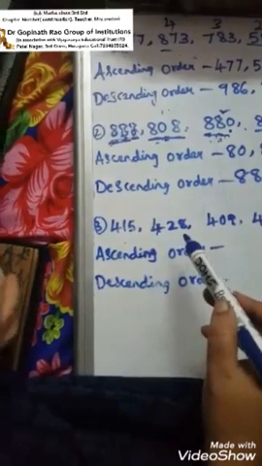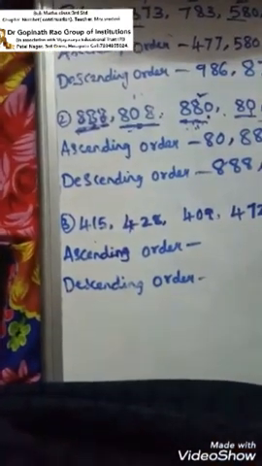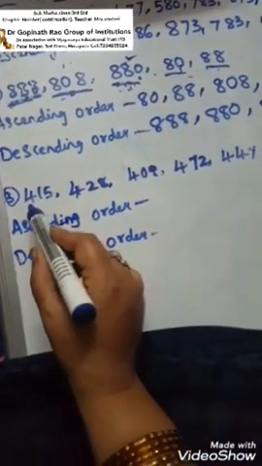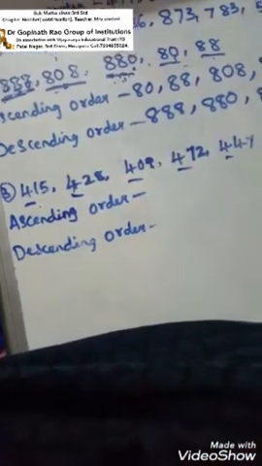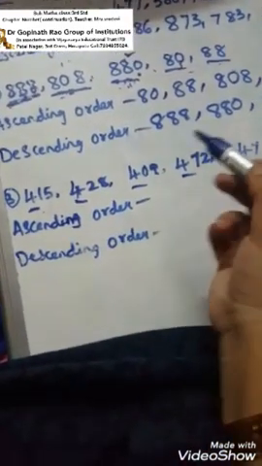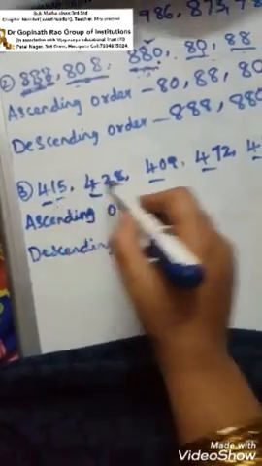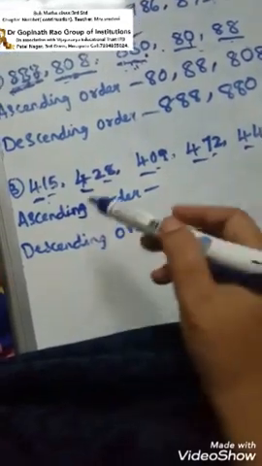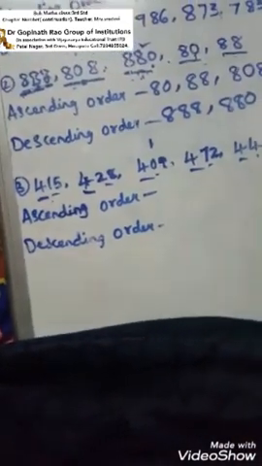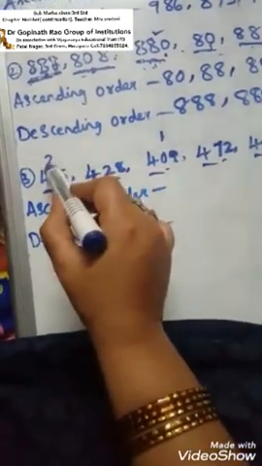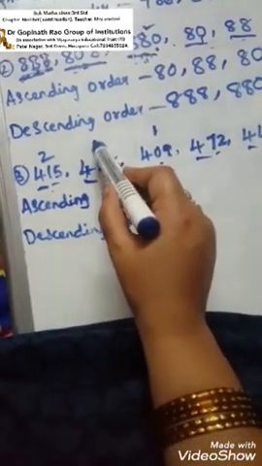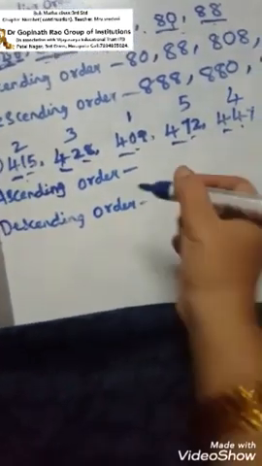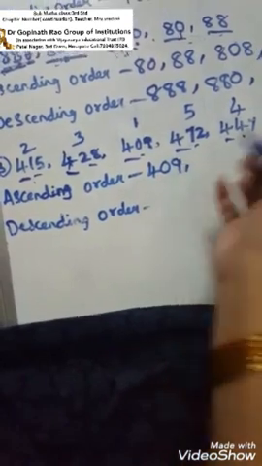415, 428, 409, 472, 447. So which is the smaller number? So first compare from the hundreds place. So hundreds place 4 is common here in all the numbers. So next we will go to the tens place. So 1, 2, here it is 0, here it is 7 and 4. So first we will take this 0 as the first number here. Next 1, second number. So 2, this is third number. So 4, the fourth. Okay, it's very easy. See, when we compare from the tens column, it is very easy.